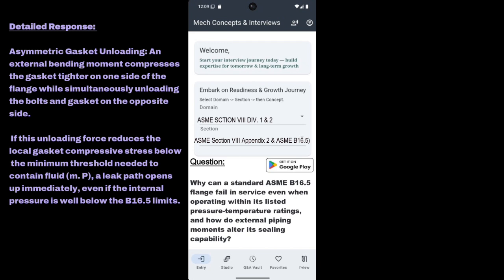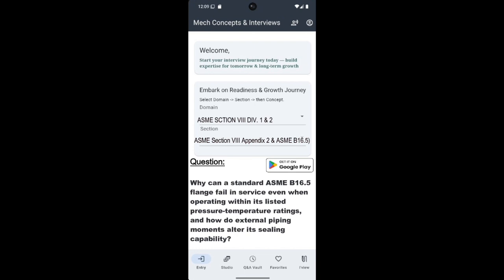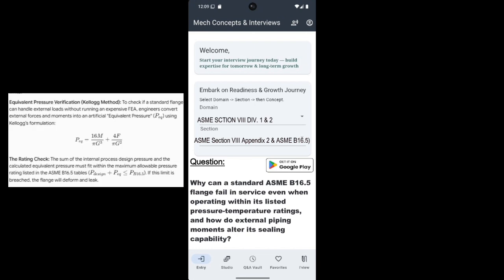Identifying the vulnerability is only half the job. How do we engineer a defense against it? Rather than dictating the raw algebraic formula, conceptually explain the mechanism of the Kellogg method. How does it bridge the gap between physical piping leverage and standard pressure tables? Well, to defend against this, engineers utilize equivalent pressure verification via the Kellogg method. Because the standard ASME B16.5 tables only speak the language of internal pressure, we must translate the physical bending forces into that same language. So we convert moments into an artificial pressure metric.